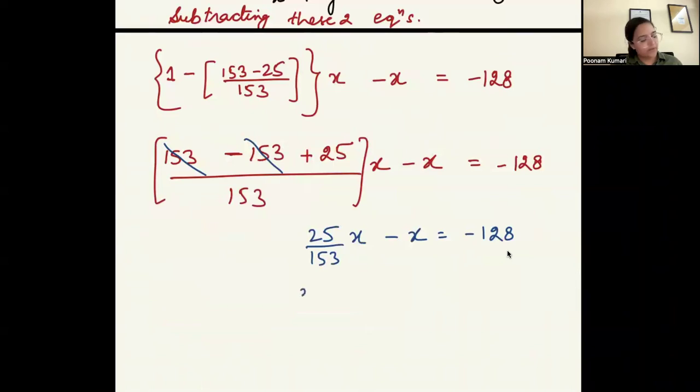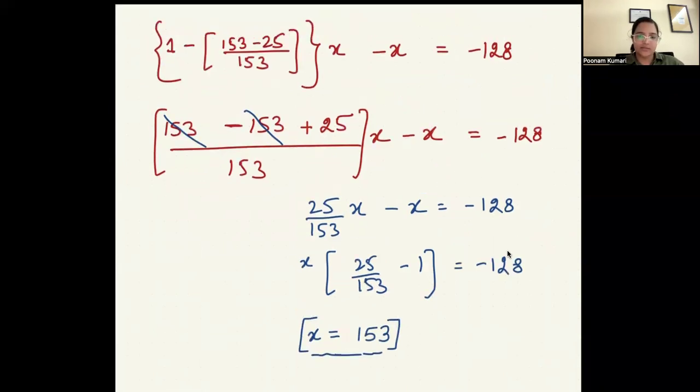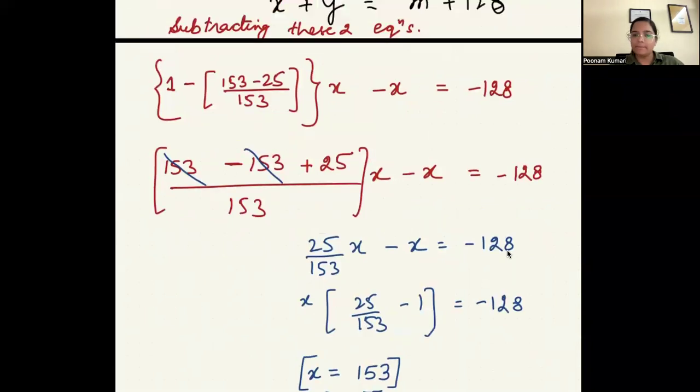So you can take x common. What do you get? 25 by 153 minus 1 is equal to -128. Now if you do the subtraction, you get -128 in the numerator and 153 in the denominator. So what is the value of x? 153. So the intersection is happening at 153 only, right? Okay?